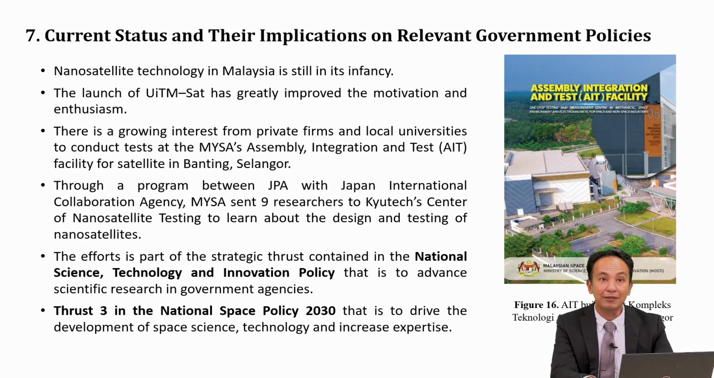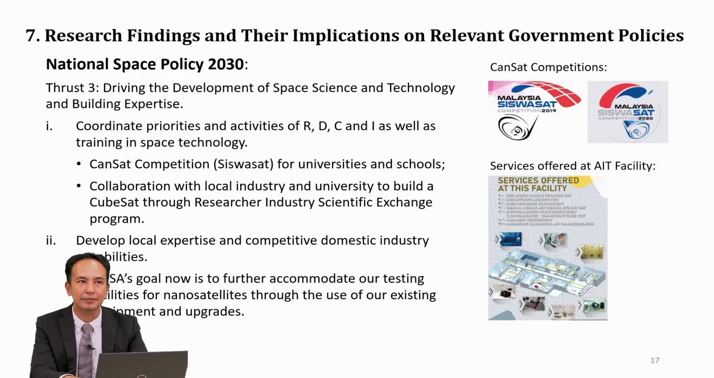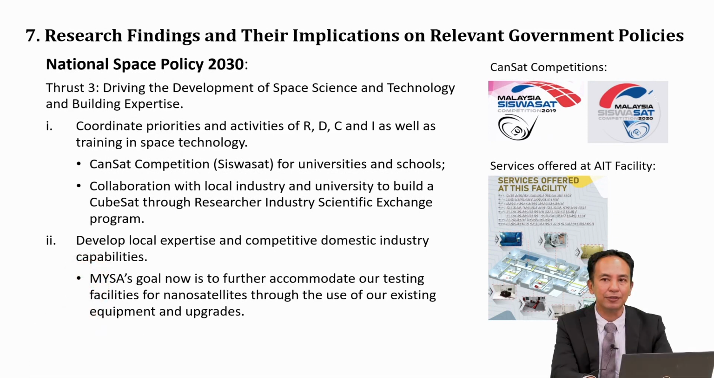When it comes to relevant government policies, this effort is part of the strategic thrust contained in the National Science, Technology and Innovation Policy that is to advance scientific research in government agencies, as well as Thrust 3 in the National Space Policy 2030 that is to drive the development of space science, technology and increase expertise. In the latter policy, to implement the thrust, first is to coordinate priorities and activities of research, development, commercialization and innovation as well as training in space technology.